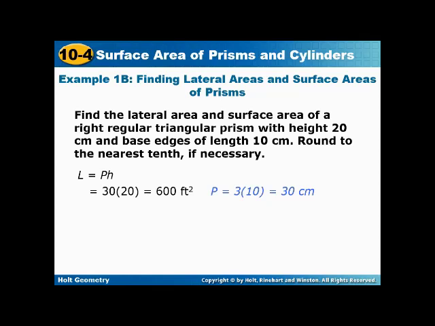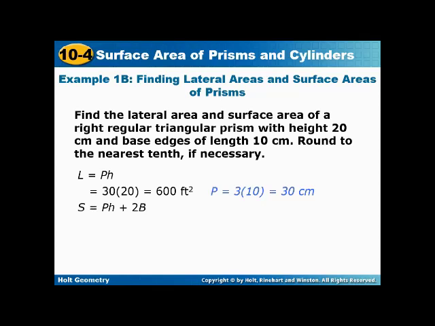Now, the lateral area, as we said before, is the perimeter of the base times the height. The perimeter of the base, since it is an equilateral triangle, it is a right regular triangular prism, so it is 30 times 20 to apply the formula for the lateral area. Now the perimeter, as we said, is 3 times 10. 10 centimeters is the length of the base edge. 3 times 10 equals 30 centimeters.